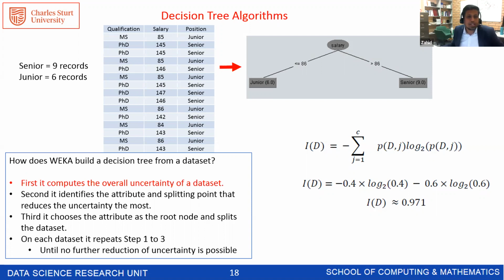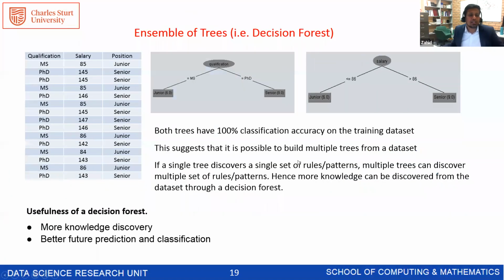So that is one slide. And I will not go into the details of how it actually works because of the limitation of time. The next slide, and we are almost towards the end, is about decision forest. You possibly already know what a decision forest is. All I was trying to display here is that from the same dataset, you can have a tree that says if qualification equals MS, then the position is junior, and if qualification equals PhD, then the position is senior. And if you look at this dataset, you will see that that's 100% true.